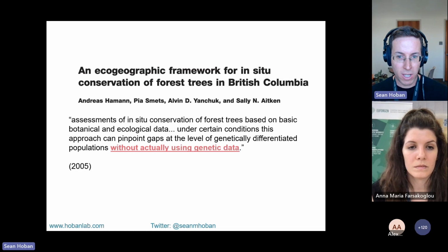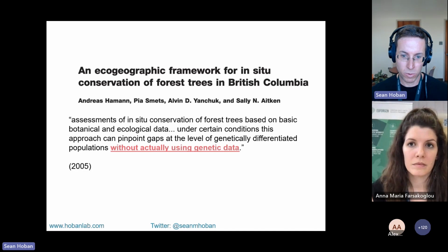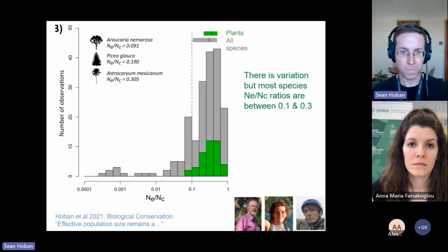I want to mention this concept. I'm building on the shoulders of people who came before me. This concept of using non-genetic data to look at the genetic status of species and their populations was proposed by Dr. Sally Aitken almost 20 years ago. So this NE over NC ratio we should mention briefly.